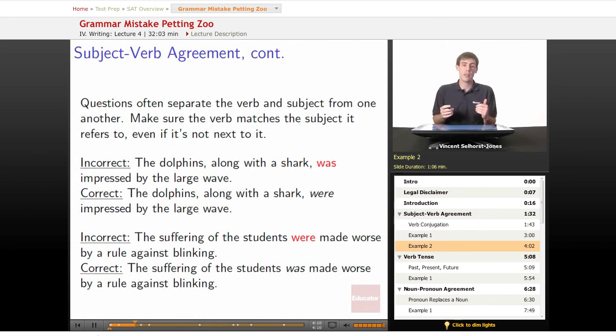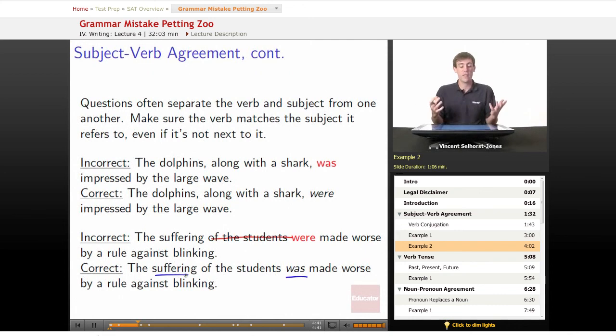At first glance, we might think, oh, students, so students were, but that's not the case. Students isn't the subject here. So if we drop this, the thing that we're really changing here is we're talking about the suffering. What is happening to the suffering? The suffering were made worse? That doesn't make sense. Suffering is singular, so it can't take were, a plural form. Instead, we use the suffering of the students was made worse because suffering connects to was.